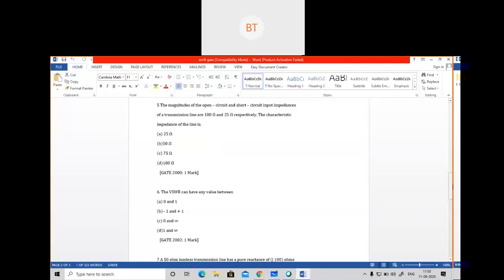Which option should we mark? How can the VSWR value vary? VSWR can vary between, so please tell. Answer D, 0 to 1? Answer D, if somebody has told answer D. 1 to infinity is correct, 0 to 1 is wrong, I think. So who said D? It was Ritika who said D.